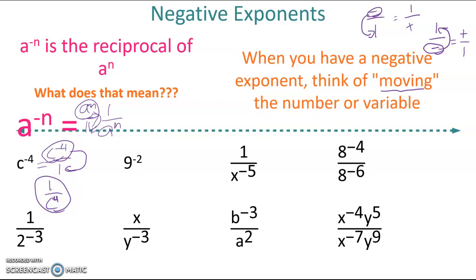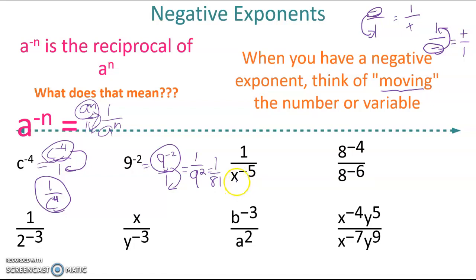9 to the negative 2 power is essentially the same thing. Even if it has a number, it's still the same process. 9 to the negative 2 over 1. I'm going to take this, move it to the bottom of the fraction, and it turns positive when it moves to the bottom. It becomes 1 over 9 squared, which technically is also 1 over 81.